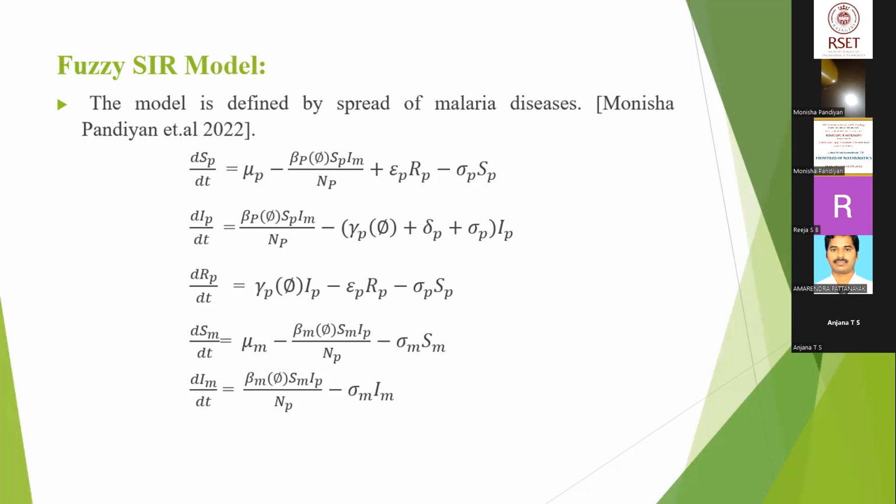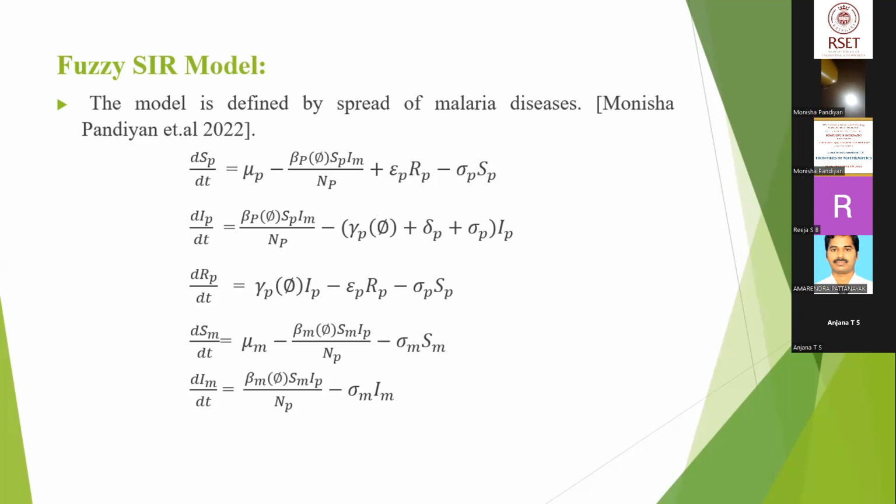So mu P, mu M, sigma P, sigma M, beta P, beta M, gamma P, delta P. These are the fuzzy parameters. So mu P is the recruitment rate of people. mu M is the recruitment rate of mosquitoes.